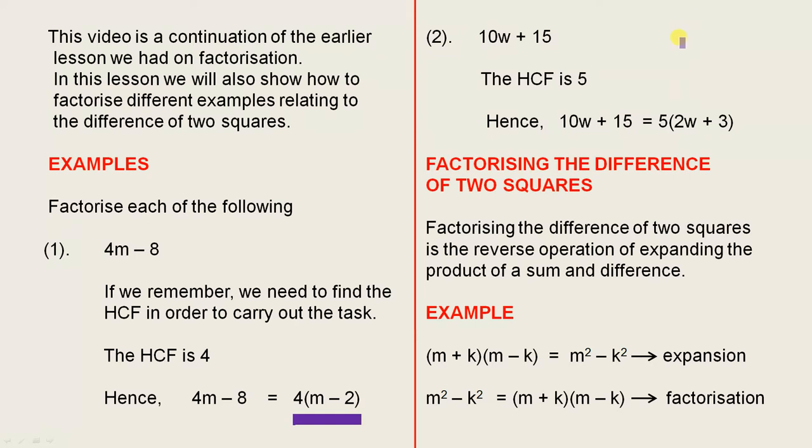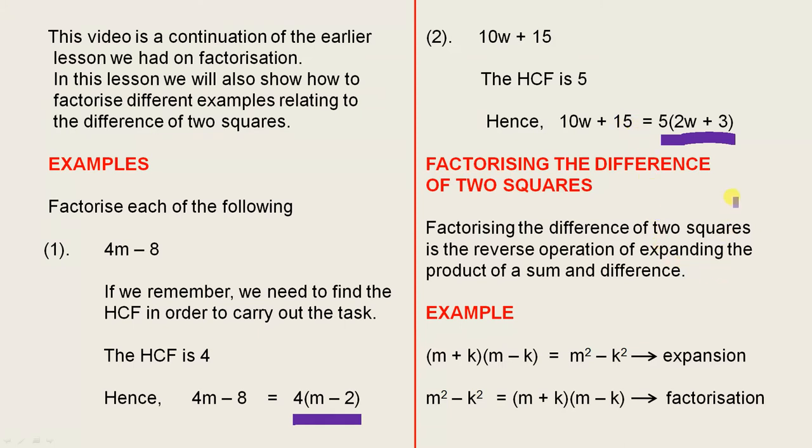10w plus 15. That's 10w plus 15. The HCF is 5, because 5 is the highest number that divides into both of those terms. Hence 10w plus 15 equals 5 outside of 2w plus 3. And that's the factorisation. And if you expand all that, that gives you that expression there.